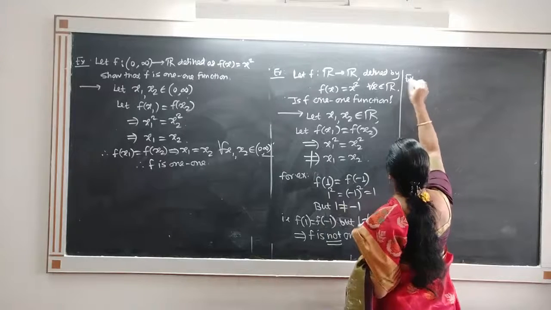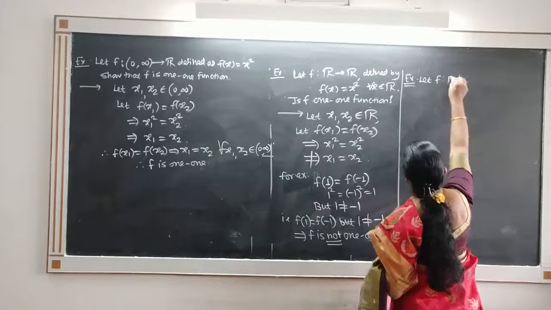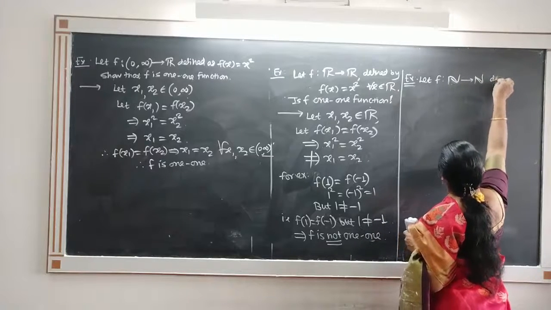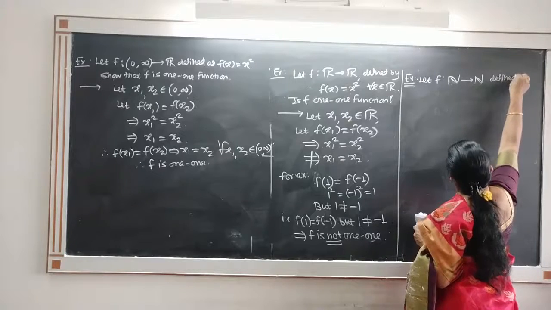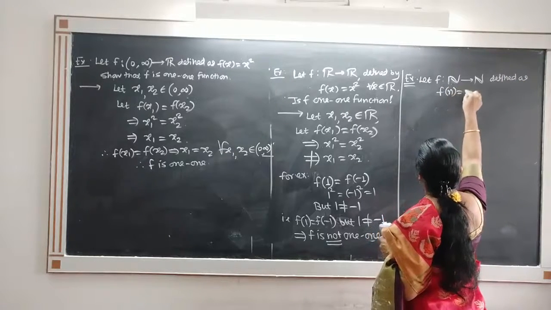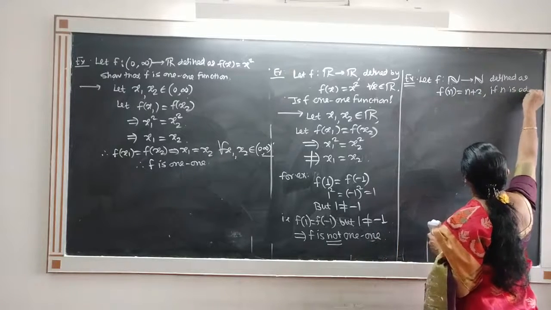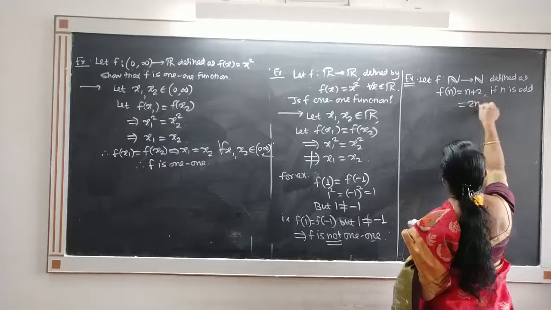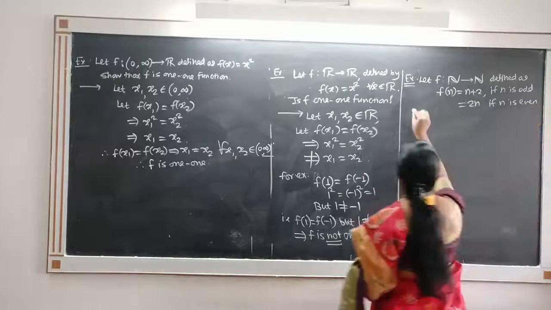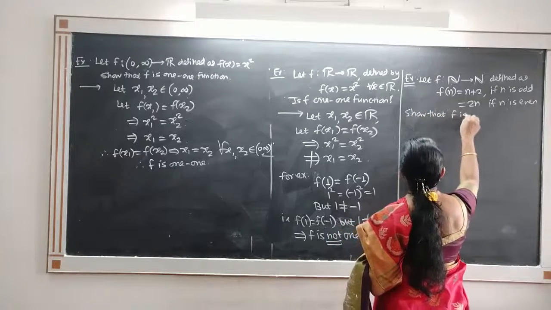Consider the next example. Let f be from N to N, that is natural numbers to natural numbers, given by f(n) = n + 2 if n is odd, and f(n) = 2n if n is even. Show that f is a 1-1 function.